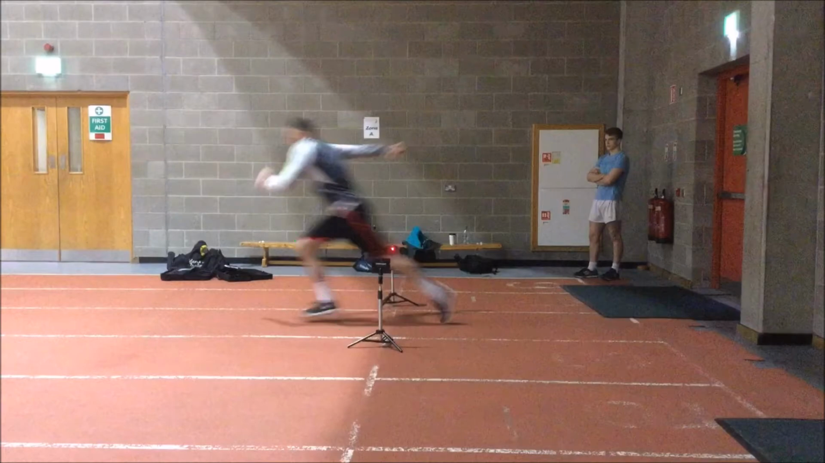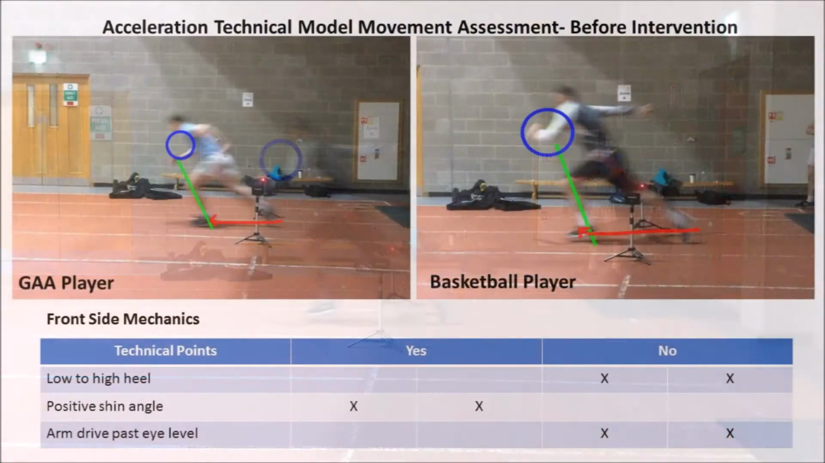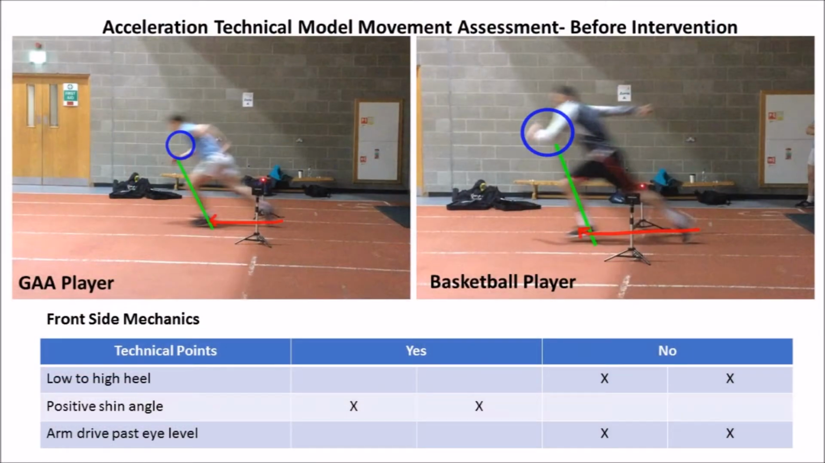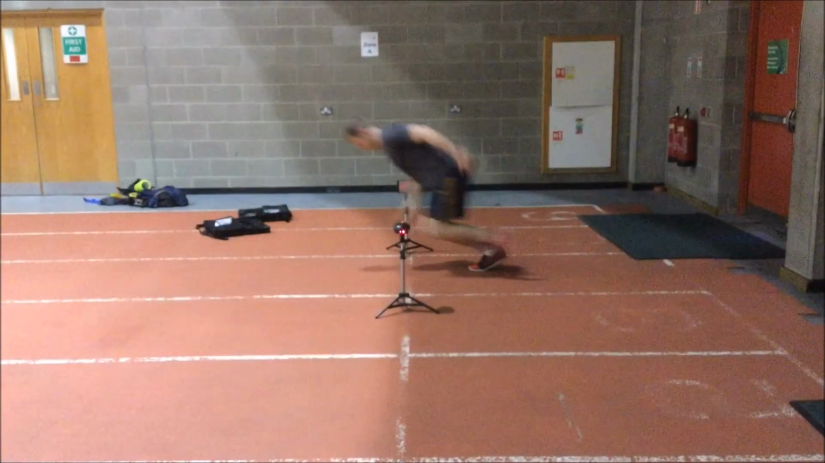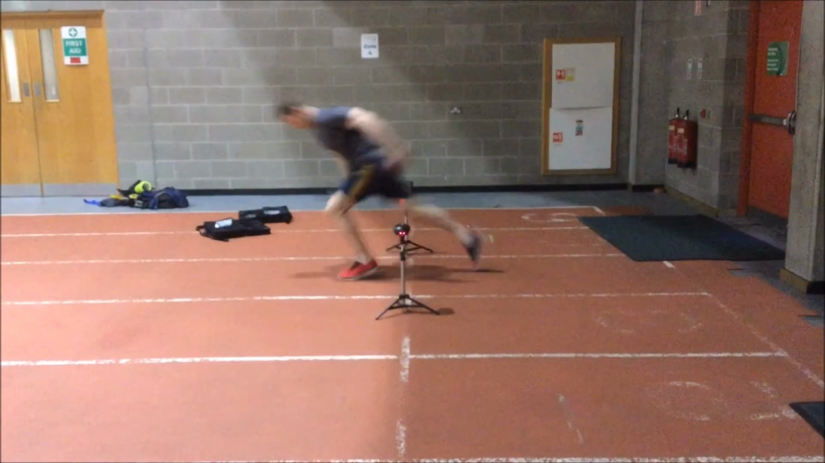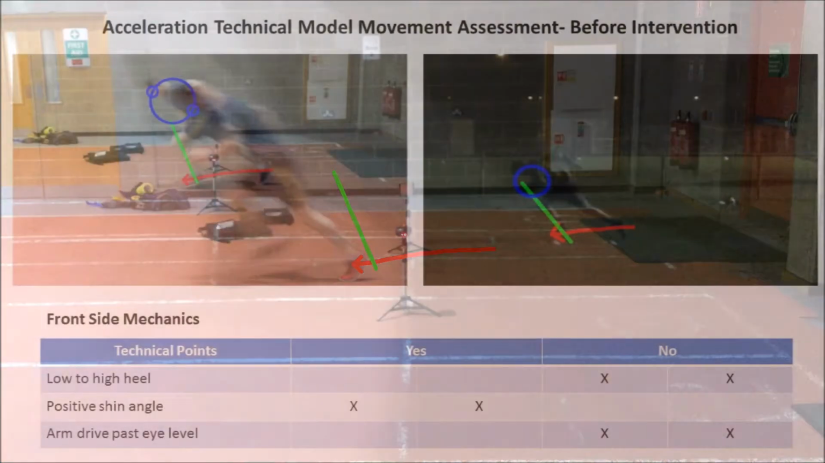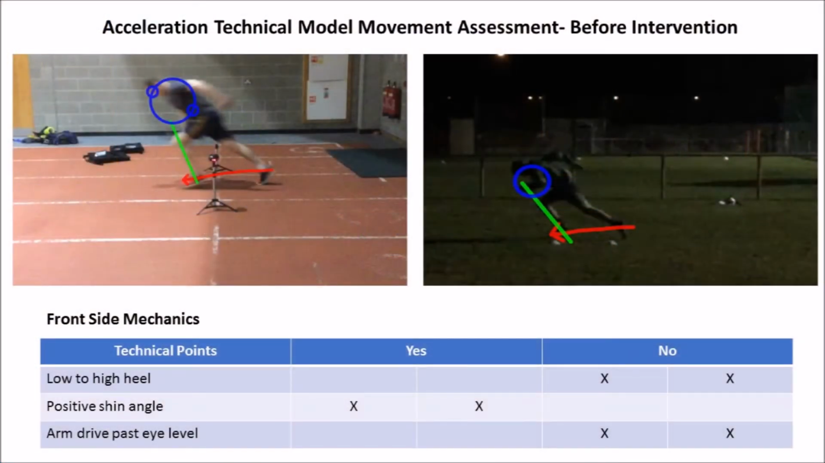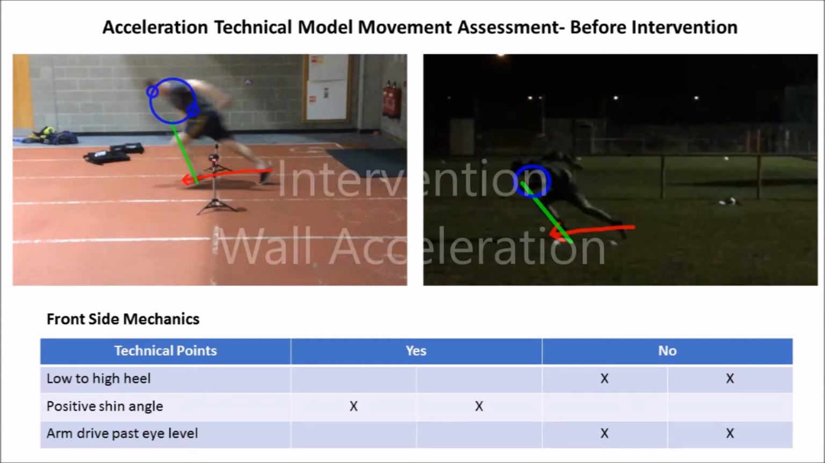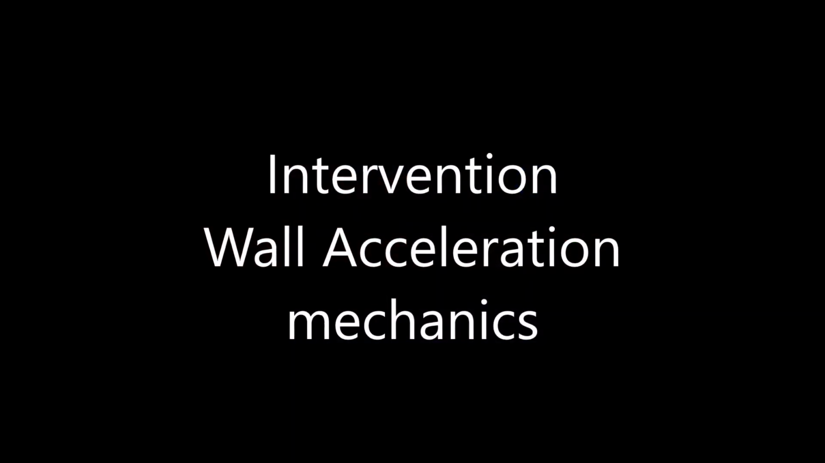You can see I've looked firstly here at the basketball player, and here is the analysis of both players side by side. Secondly, I've just looked at the rugby player and his ability to swing that foot low to high, produce a positive shin angle, and for his arm to go up above his eye level. You can see that both athletes were unable to have a low to high leg swing. They were able to produce a positive shin angle, but they weren't able to drive past their eyes.